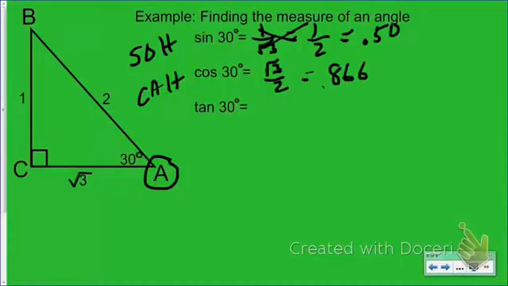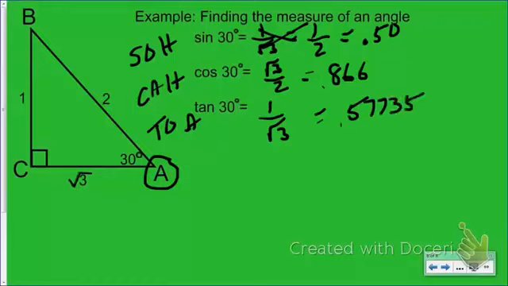Okay, and then tan 30, remember that's TOA. I'm going to do opposite over adjacent, so that would be 1 over square root of 3. And 1 divided by the square root of 3 is 0.57735. That was the number I had gotten earlier.